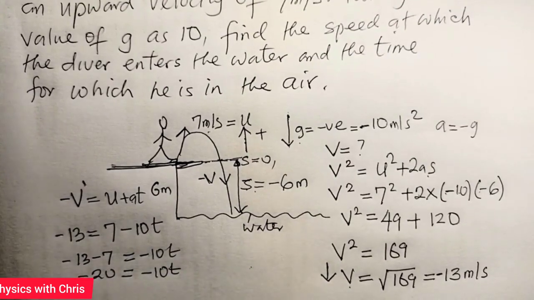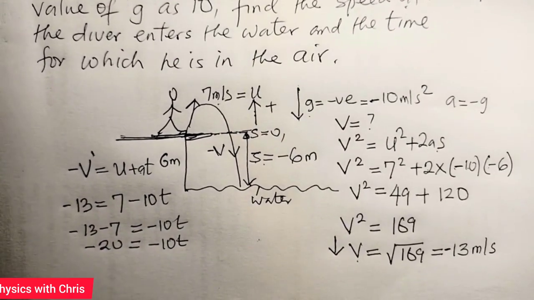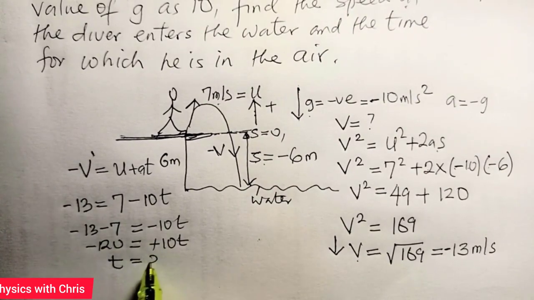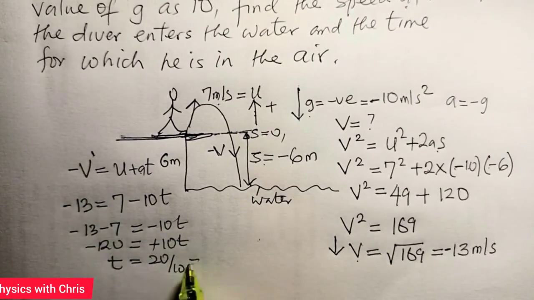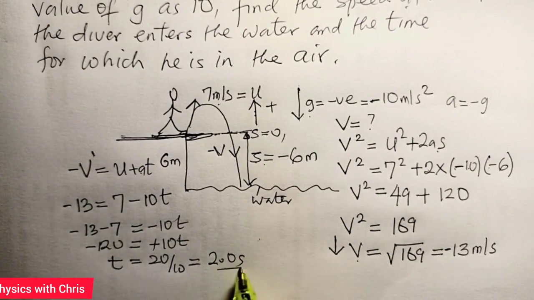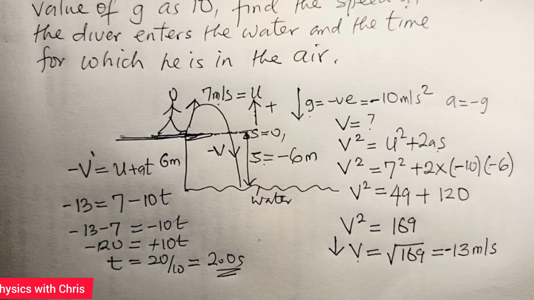So dividing both sides by minus 10, I will have negative cancel negative. My time t is 20 over 10. That gives me 2 seconds. So it's going to take 2 seconds for the diver to strike or to land on the water surface.